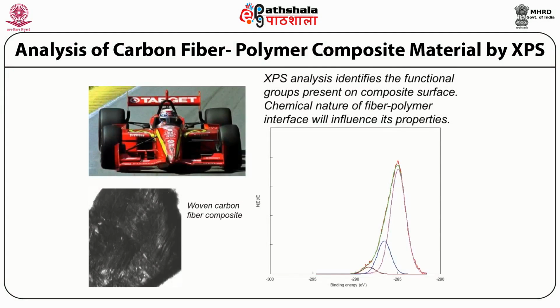Analysis of carbon fiber. Carbon fiber is a polymer composite, and this material has been analyzed by XPS. Woven carbon fiber composite has been shown, and that has been used by some racing drivers for their clothes. XPS analysis identifies the functional groups present on the composite surface. The chemical nature of the fiber-polymer interface will influence its properties.